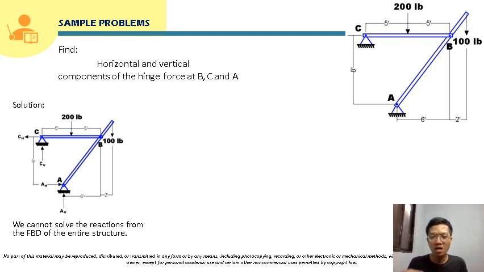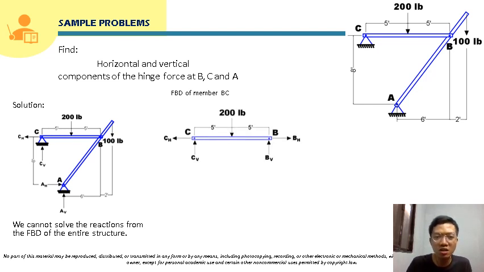So we can now proceed to solving the free body diagram of the member. So we will start with the member that carries a load. So we can actually start either member AB or member BC. So here, let's start with member BC. So constructing the free body diagram of member BC. Okay, so this carries a 200-pound load. So this will be the reaction at C, CV and CH.